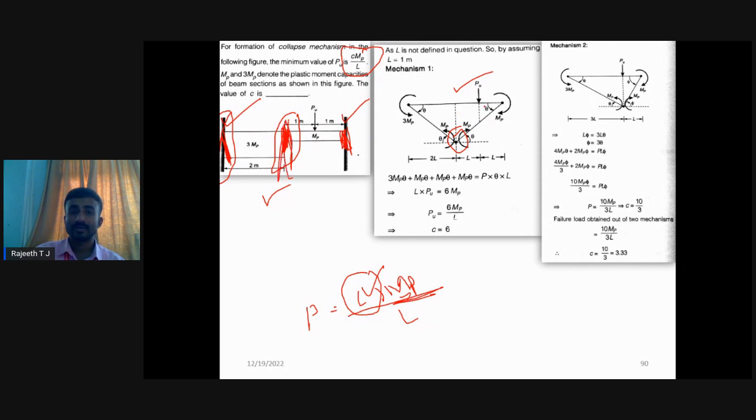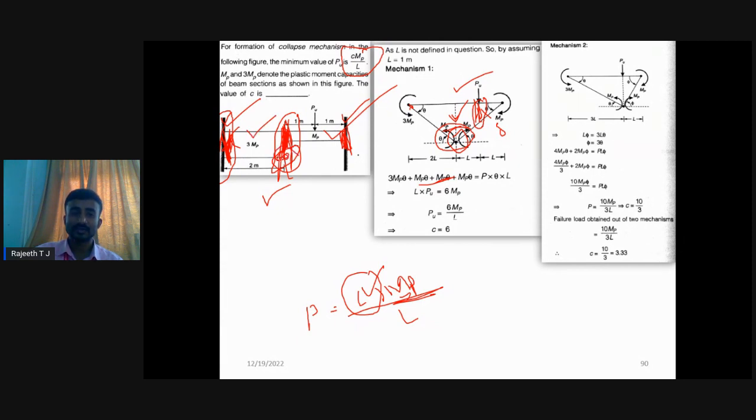Always we should take the deflection under the load only, not at the change of cross section. If you calculate the internal work done like this, here we have 3 MP, they have given this section as 3 MP at this junction. Since there is a change of cross section, on the right hand side we have MP capacity, on the left hand side we have 3 MP capacity.